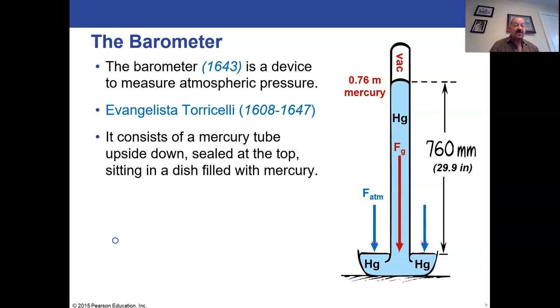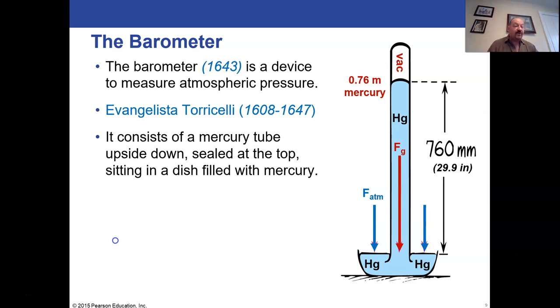You may have heard that. You may have heard weather people say, oh, it's this many inches of mercury on the barometer. Well, they just changed it into inches. So this would work out to just under 30 inches, 29.9 inches of mercury.